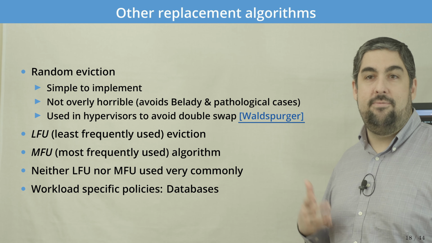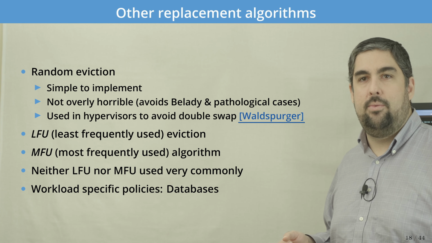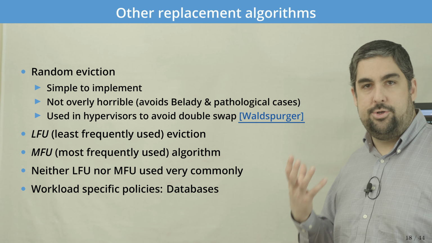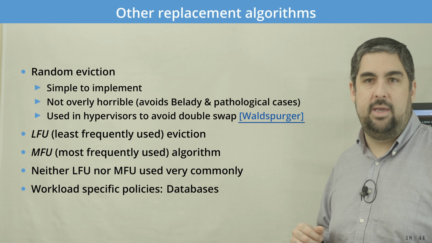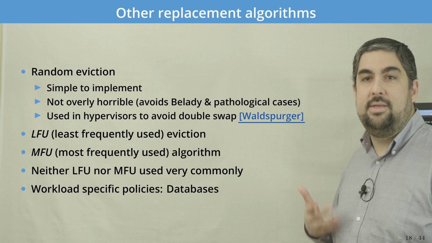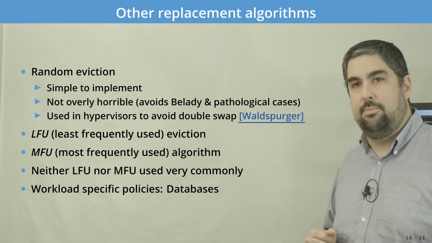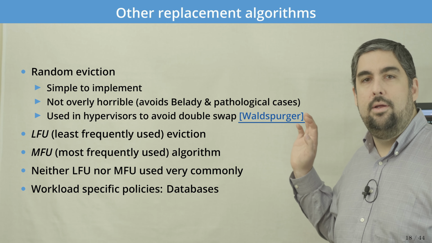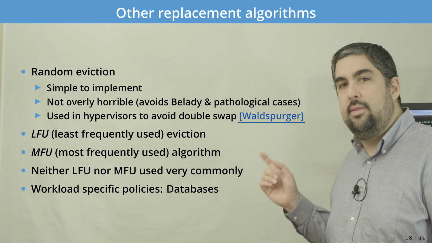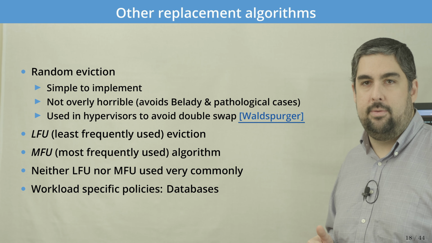So the paper discusses a few ways that virtualization tries to avoid double swap. One is by using random eviction when there's no other choice. And two is by artificially inducing memory pressure inside the guest OS to force the guest to make swapping decisions on behalf of the hypervisor. If you have time, this is a really great paper to read to understand some of the resource management problems in virtual memory. Two other eviction algorithms that aren't frequently used, but have some applications, are least frequently used and most frequently used replacement algorithms.